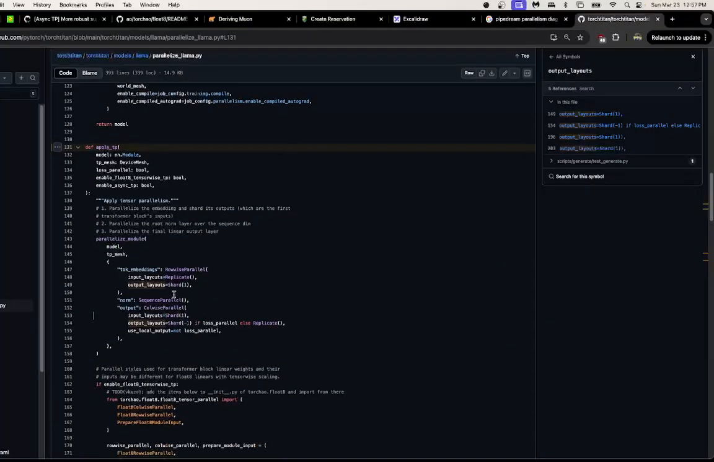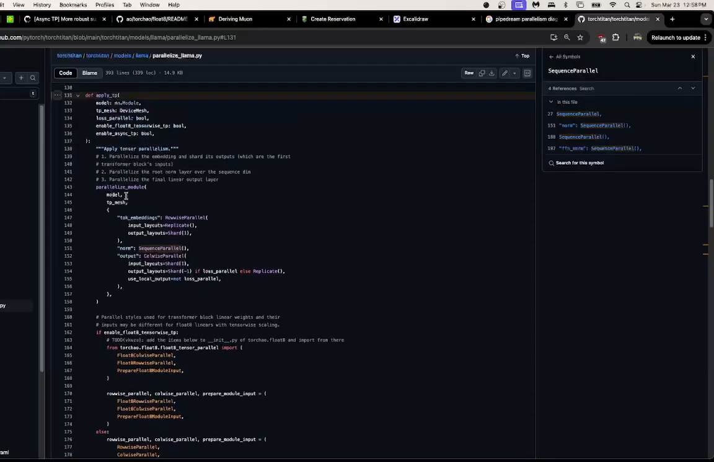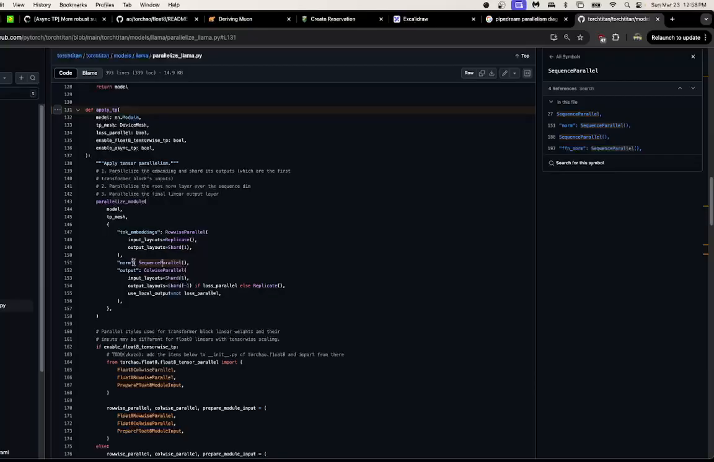But the key part here is, look, for the norms, which would be your layer norm or your RMS norm or whatever, sequence parallel. It says parallelize the norm layer over the sequence dimension. I'm actually not clear whether it says the root norm layer, like it's only the first one? That wouldn't make sense. I'm pretty sure that this is for each transformer layer, the norm is parallelized over the sequence dimension.